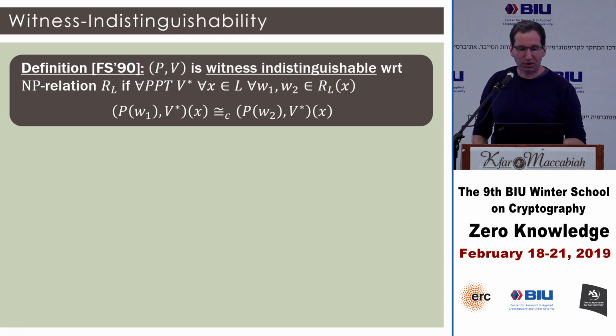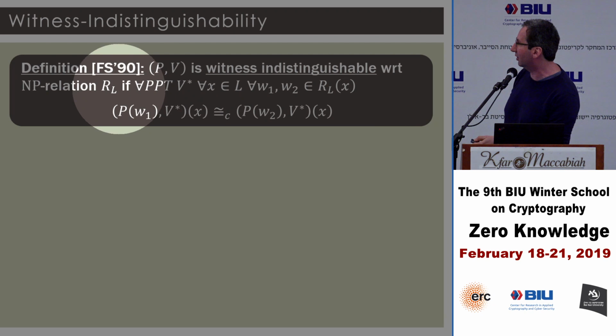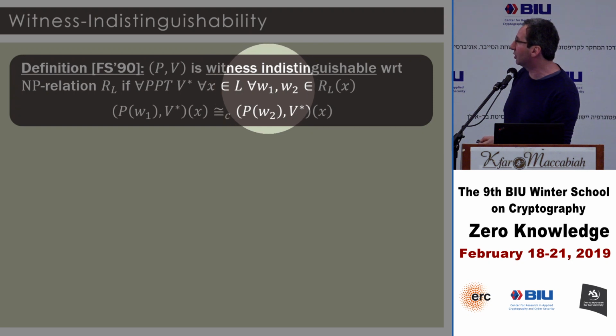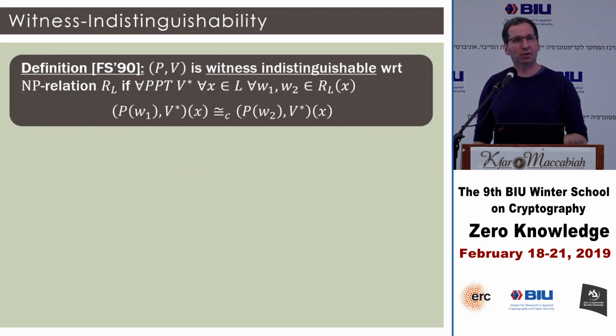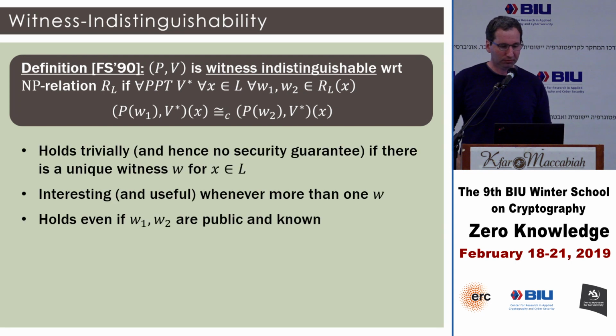Okay, so let's go over the definitions. An interactive proof is witness indistinguishable with respect to R sub L, the NP relation of L, if for any polynomial verifier V star, and for every X, and for every two possible witnesses for X, W1, W2, in R_L(X), the two transcripts are indistinguishable. Whether you use W1 or W2 is indistinguishable.